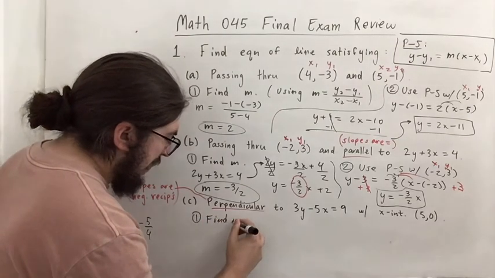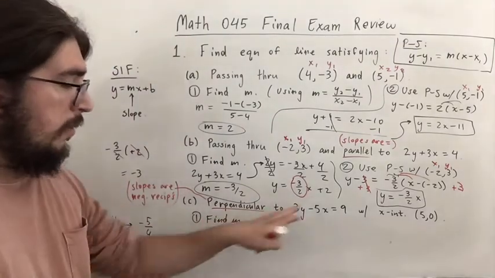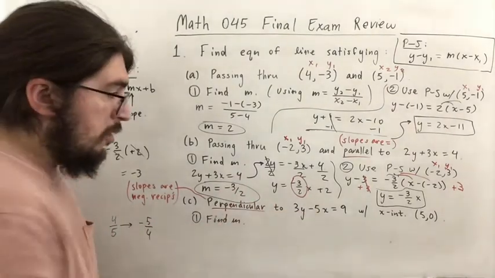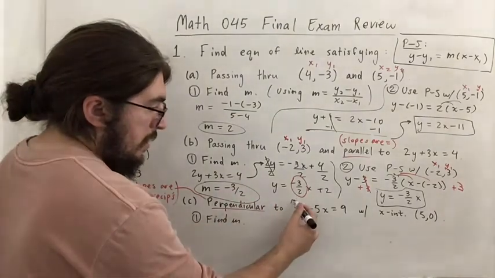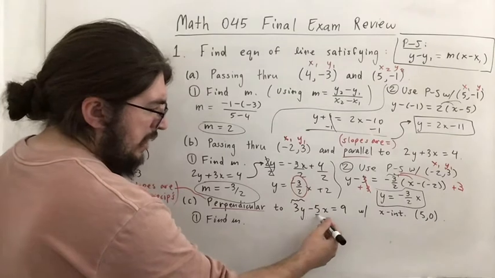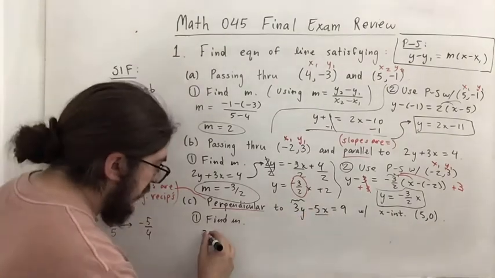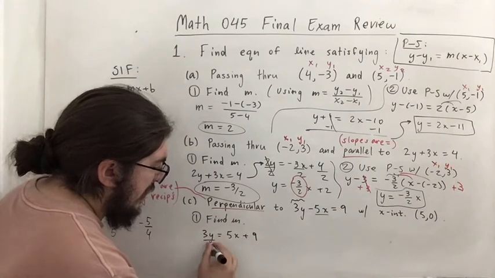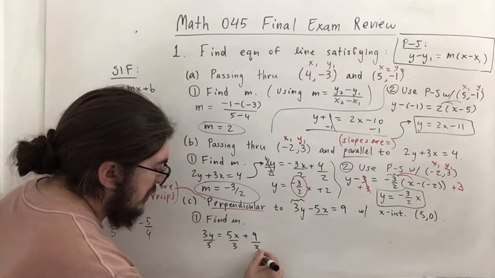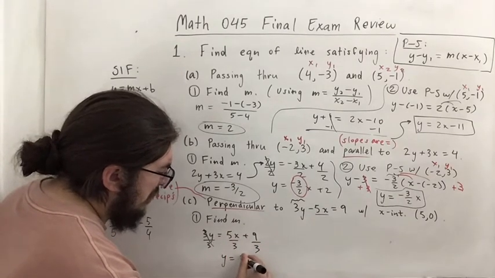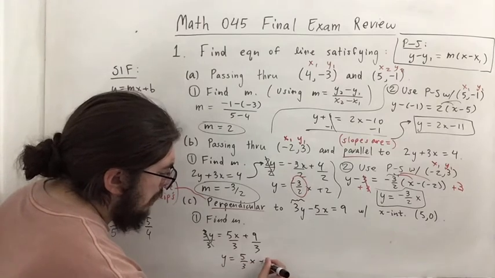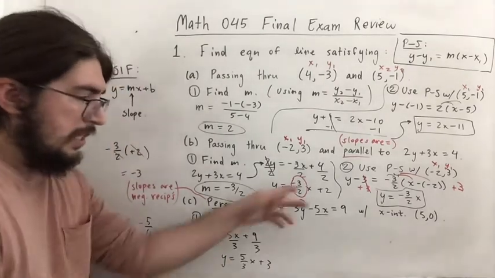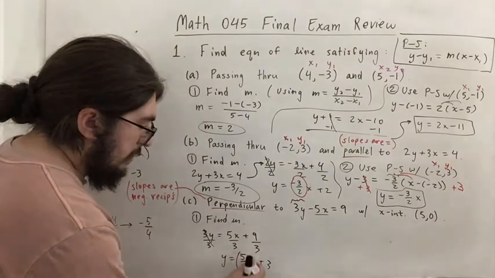How we're going to do that is just like we did above. We're going to convert this into slope-intercept form. So I'm going to grab that 3y to get it by itself. I need to add that 5x to the other side. So we get 3y is equal to 5x plus 9. Divide everything by 3 to get y by itself. So we get y is equal to 5 over 3 x plus 3. That 3 doesn't matter, just like that 2 didn't matter. All that matters is this 5 over 3.